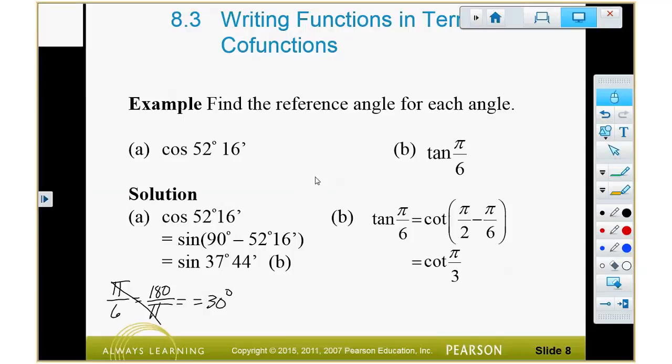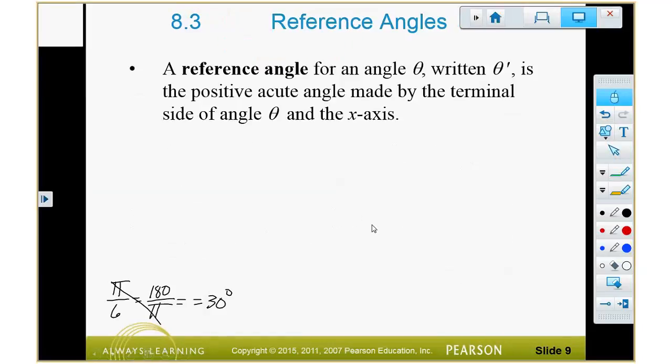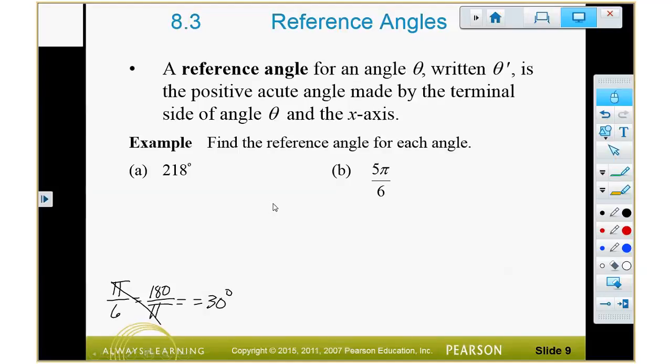Questions? A reference angle for an angle theta, written theta prime. Sometimes it's written theta prime, sometimes it's written differently. But you won't see that in here, I don't think. It's a positive acute angle made by the terminal side of theta and the x-axis. Find the reference angle for each angle.